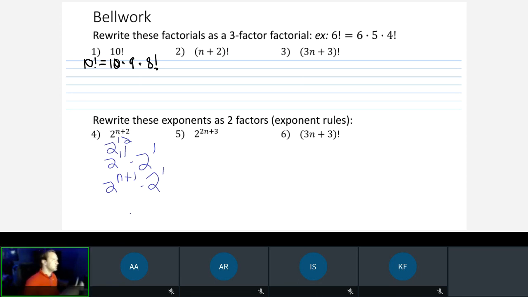So that means that for this next one, I can write it as 2 factors. I can just subtract 1 out of the current exponent. So I can rewrite this as 2 to the 2n.